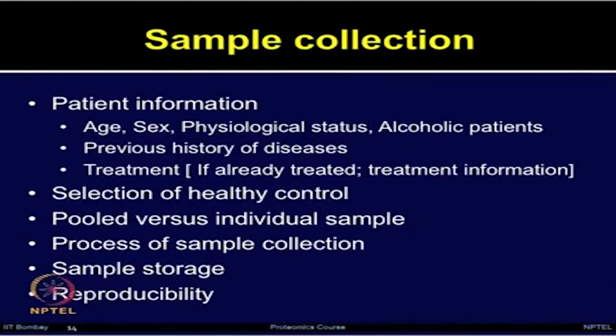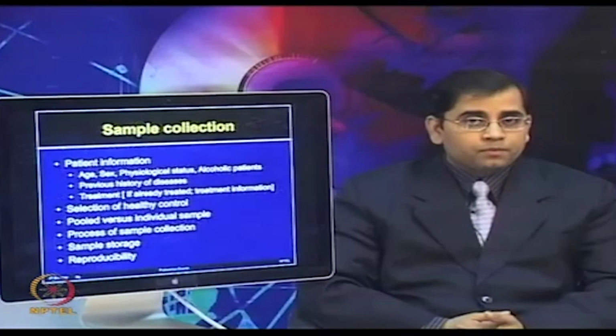Then there are issues whether somebody wants to analyze only individual samples of these clinical patients, or they want to pool them and then analyze. Consider you have 200 cases and 200 controls. Now, running individual gels for this number of patients and healthy controls can be very challenging. And then finally, running the gels in triplicate and analyzing the data becomes very tedious.